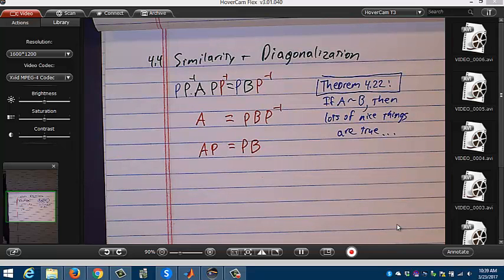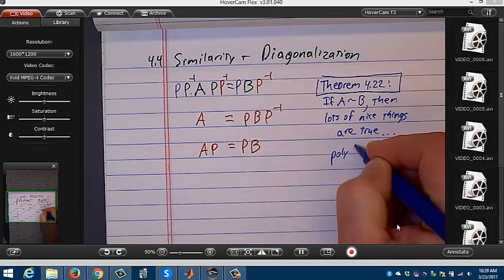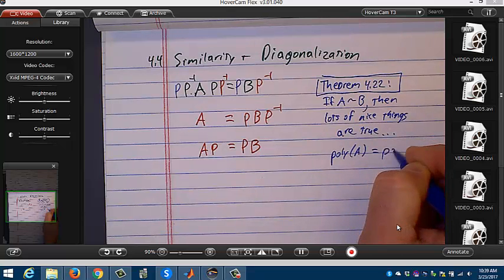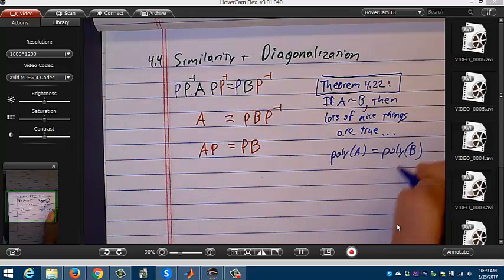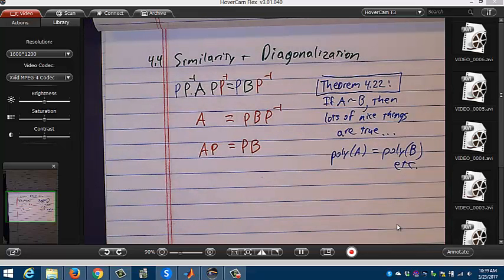Maybe the most important one, I think, is that the characteristic polynomials are the same, but they also have the same determinant. There's a lot of nice things. One is invertible if and only if the other one's invertible, right?